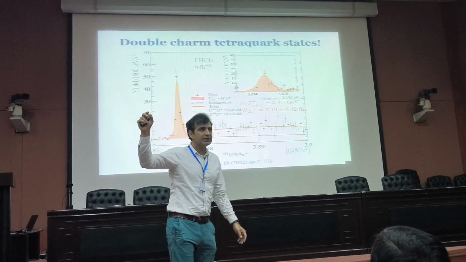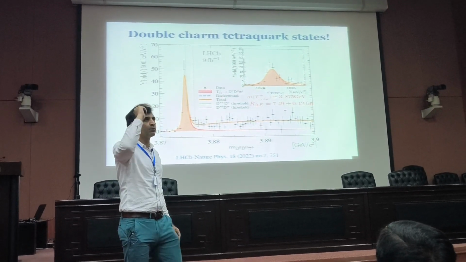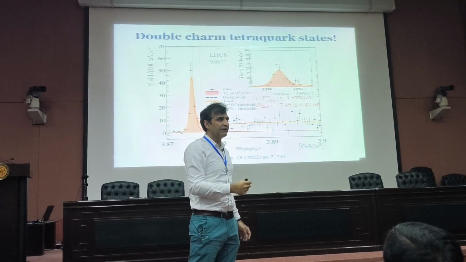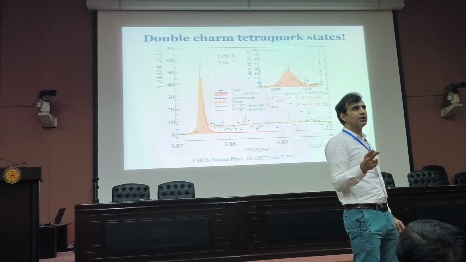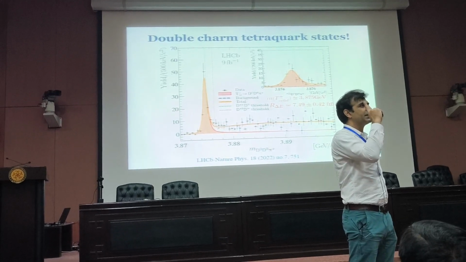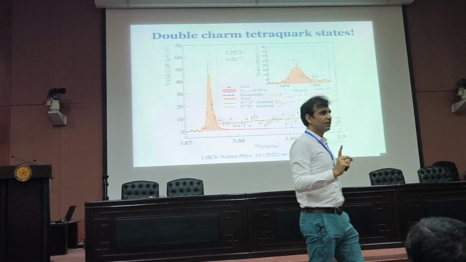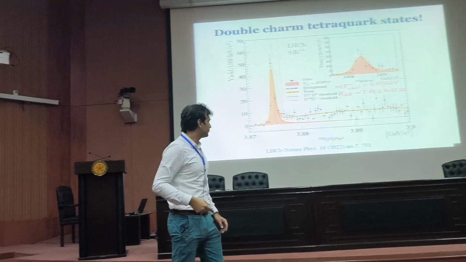And now we have to calculate the branching fraction. Branching fraction tells you the probability of a particular decay. For example, if some decay has a 1% branching fraction, it means its probability is 1 in 100, right? So I'm going to talk about these decays now.